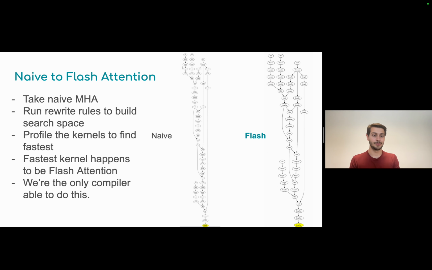So again, we take in the naive multi-head attention graph, we run all of these different simple rewrite rules, we build out this huge search space, we profile a bunch of these kernels and find the fastest one. And the fastest one in this case just happens to be flash attention. And to our knowledge, we're the only compiler in the world that can do something like this. And it's because we're able to leverage search. Again, this is an extremely complex optimization. It's not at all obvious to program into a compiler.